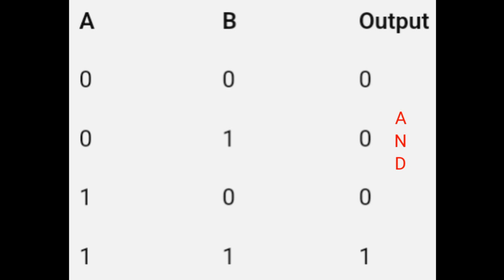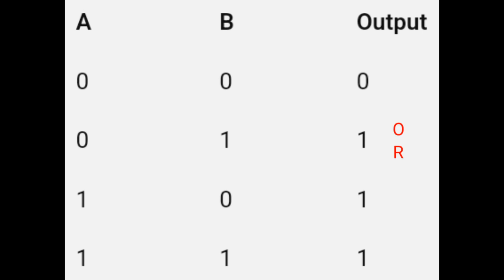AND gate produces a 1 output only when both inputs are 1. Otherwise, it produces a 0 output. OR gate produces a 1 output when at least one of the inputs is 1. Otherwise, it produces a 0 output.